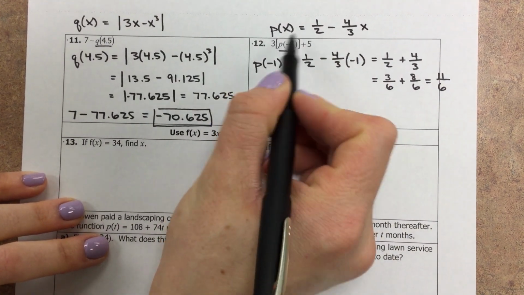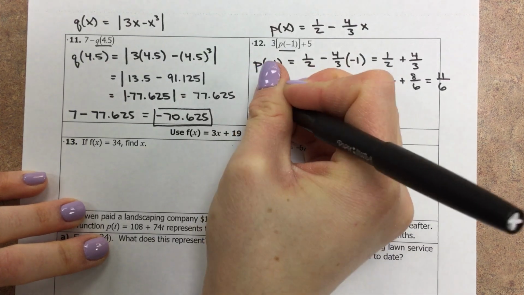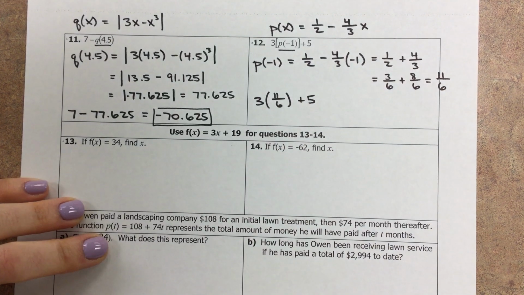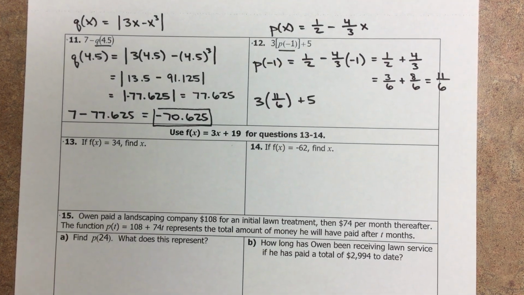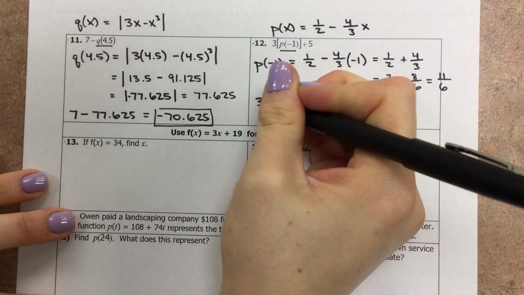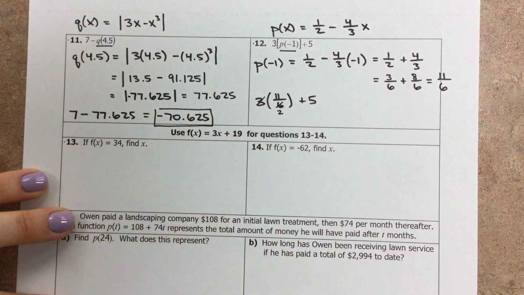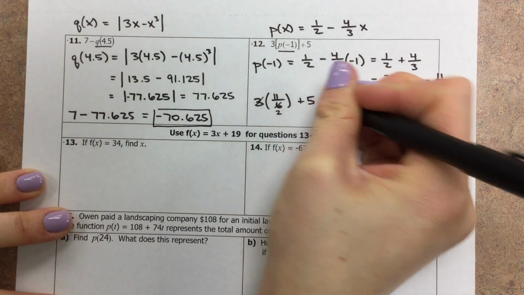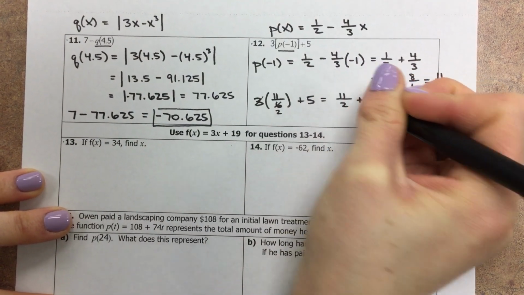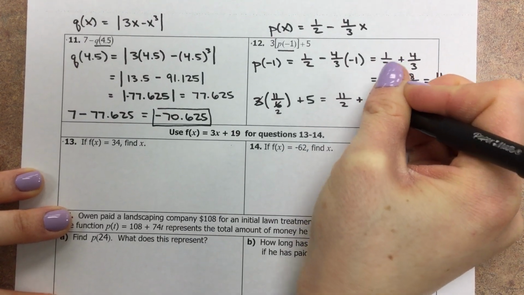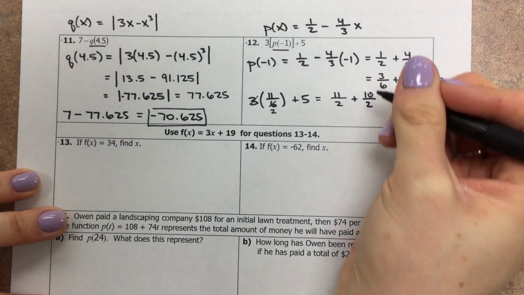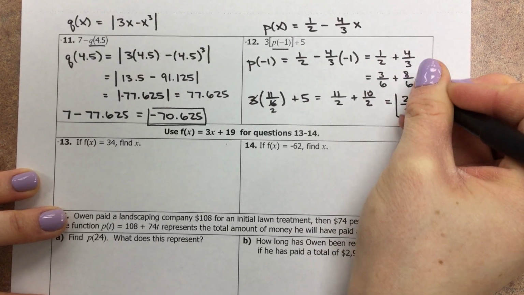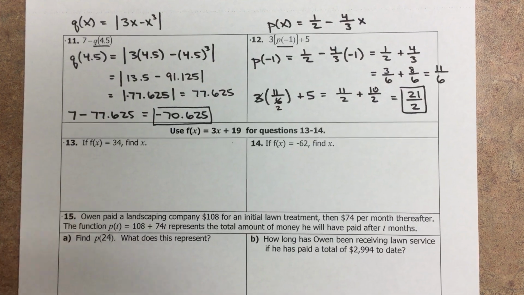Then I can sub that back into this expression right here. So I have 3 times 11 over 6, and then plus 5. Okay, so that 3 over 6 reduces down to 1 over 2. So now I'm taking 11 halves and adding it to 5. To add it to 5, I'm going to write 5 as 10 over 2. That way I have the same denominator, and I can add them together. So that gives me 21 over 2. Or if you prefer in decimal form, you could definitely do it that way.